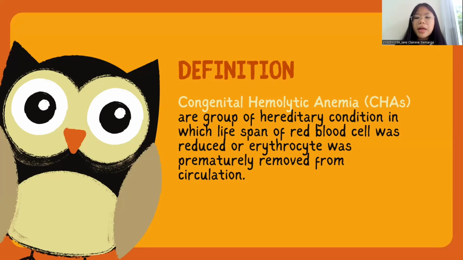Congenital hemolytic anemia, or CHAs, are a group of hereditary conditions in which the lifespan of red blood cells was reduced, or erythrocytes were prematurely removed from circulation.